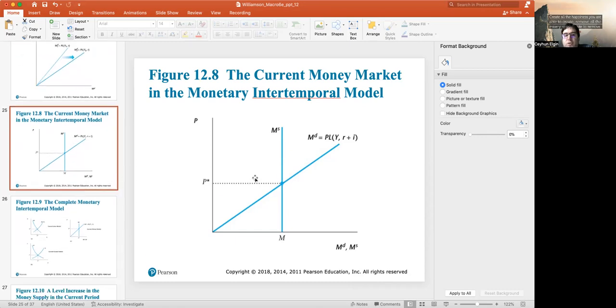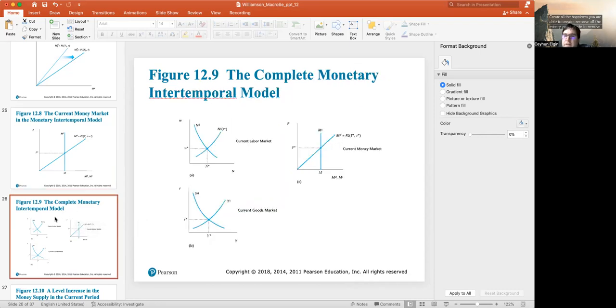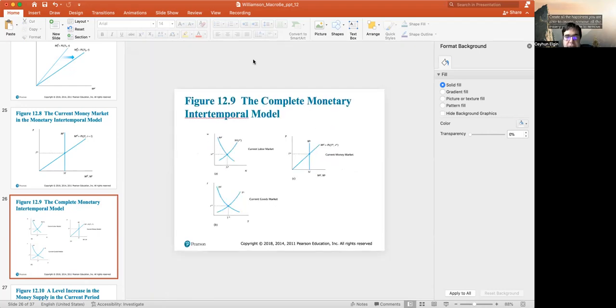And the intersection determines the money market equilibrium, equilibrium money, equilibrium price level. And basically now, this is the money market equilibrium. And if we add it to the equilibrium that we have seen in the previous chapter, chapter 11, the real intertemporal model.